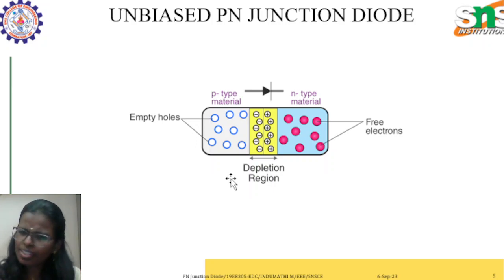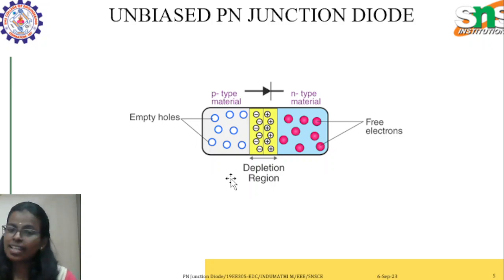Here the P-type material is doped using a trivalent impurity, so we have acceptor ions, which are represented by negatively charged ions. In N type we use pentavalent impurities, which act as donors. Donors mean we have positive ions. So in P type we have negative ions, and in N type we have positive ions.